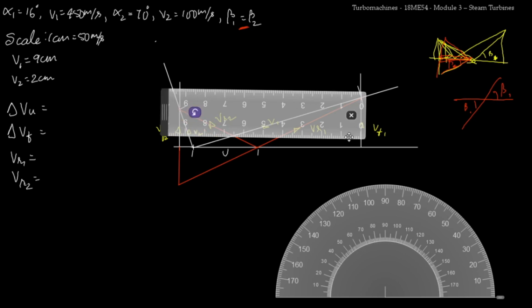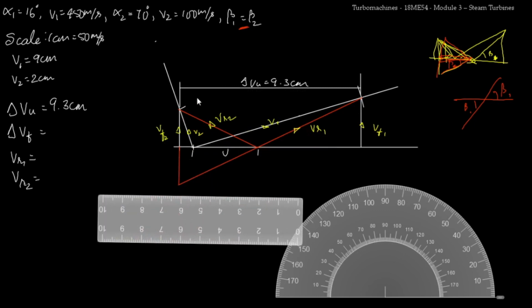So if we measure, it is around 9.3. So delta Vu is around 9.3 centimeter. That is from here till here. This is 9.3 centimeter. Now I need delta Vf.